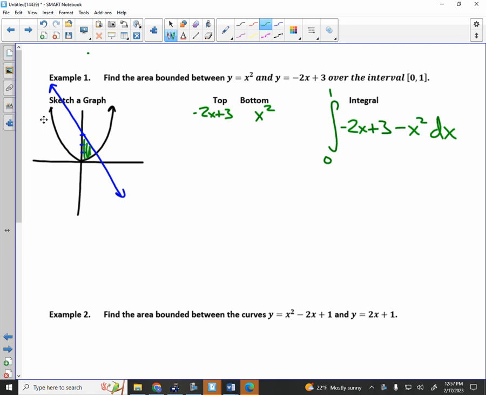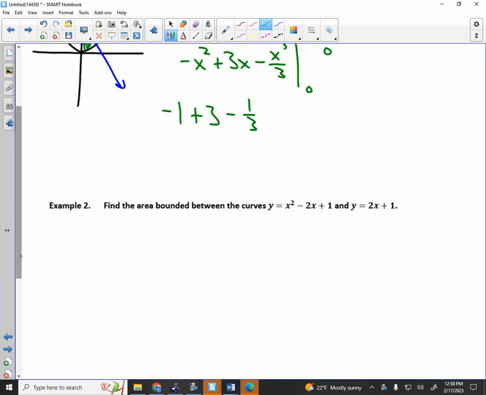We know how to evaluate that, don't we? Yeah, you just take the antiderivative. Antiderivative of negative 2x, negative x squared. Antiderivative of 3, 3x minus x cubed over 3. That's going to be evaluated at 1 and at 0. What's really nice in this situation is if you plug in 0, you get 0. If you plug in 1, you get negative 1 plus 3 minus 1/3. So I get positive 2 minus 1/3. I'm going to write it as 6/3 minus 1/3, which is 5/3.